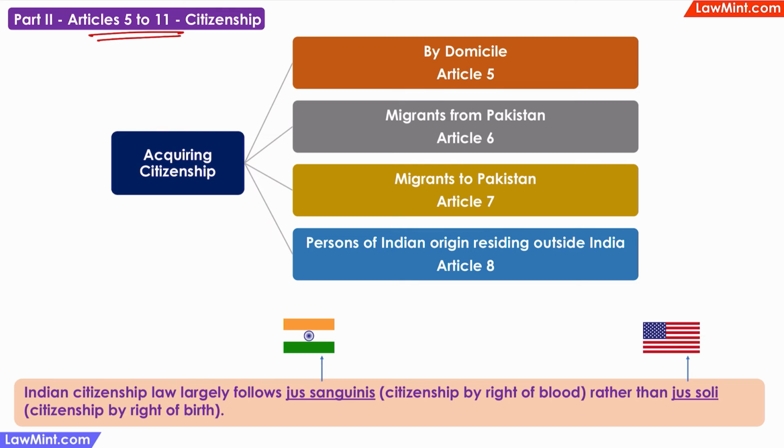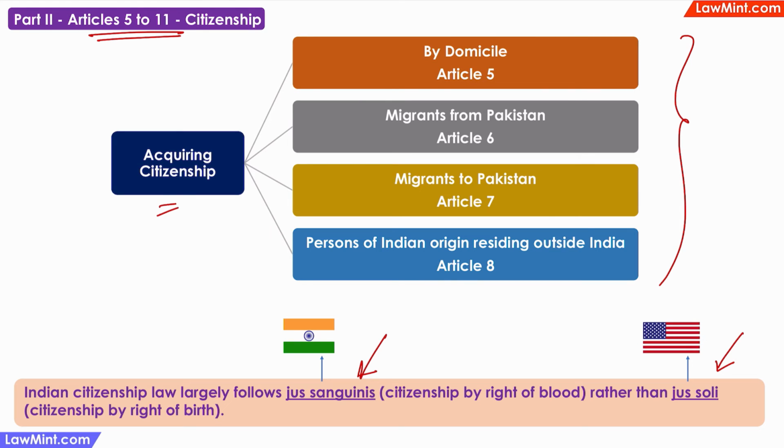I recommend that you should directly read these articles in the PDF copy of the Constitution also. As you will see, citizenship law in India largely follows the concept of jus sanguinis, that is, citizenship by right of blood, rather than jus soli, that is, citizenship by right of birth. Now, Articles 5 to 8 talk about the acquisition of citizenship.